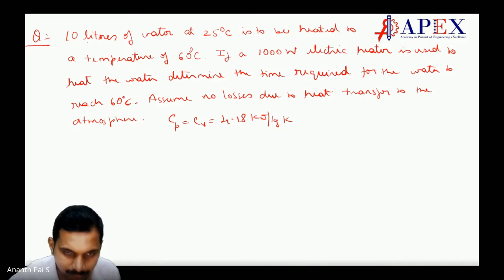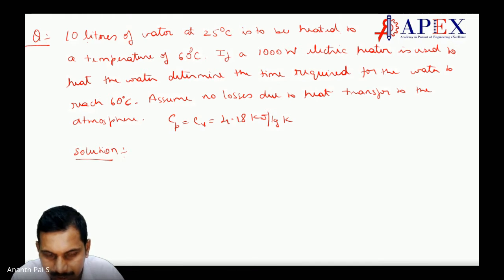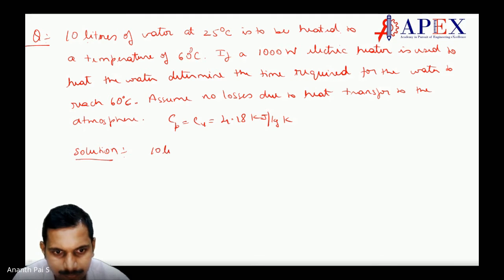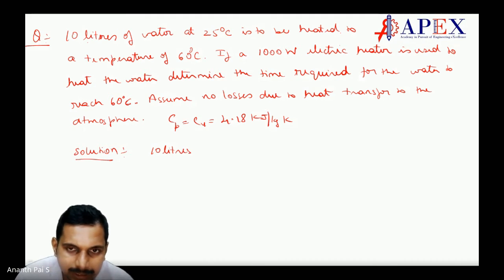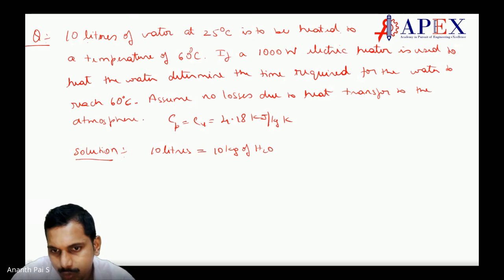Okay, it's simple, I will tell you. This is a very simple question to be asked of a mechanical engineer, and every mechanical engineer should know that. Now, 10 liters of water is equal to 10 kg of water. How does that come? We assume density is 1000 kg per meter cube.